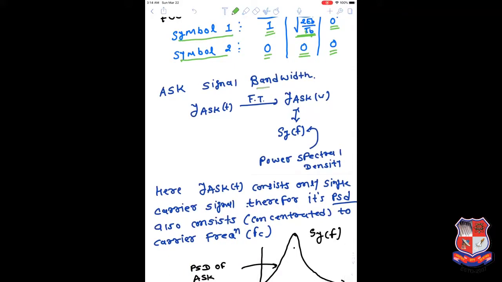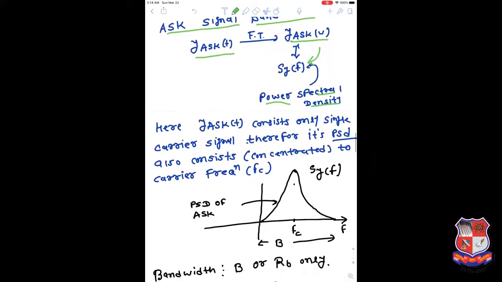So if you have to find the bandwidth of an ASK signal, we have to first find the power spectral density. To find the power spectral density, we have a signal y ASK of t in the time domain. We take the Fourier transform of this, and we take the absolute value square of this frequency domain version, and finally we find S_Y, the power spectral density of amplitude shift keying. And if we plot this power spectral density with respect to the frequency, this graph can be obtained.